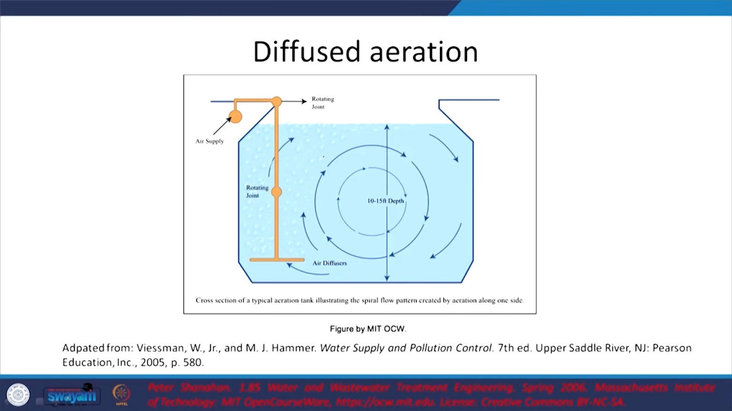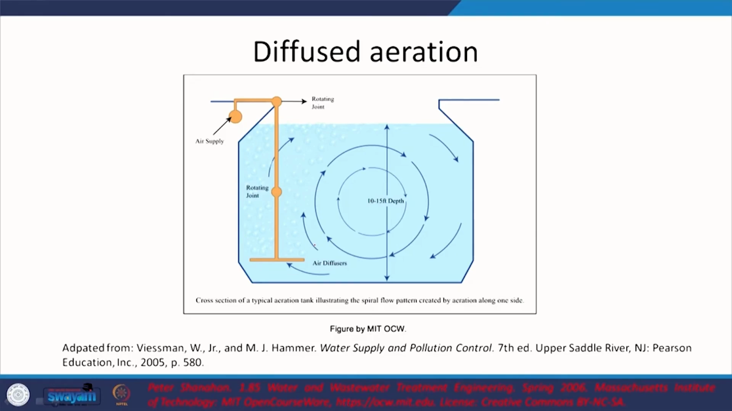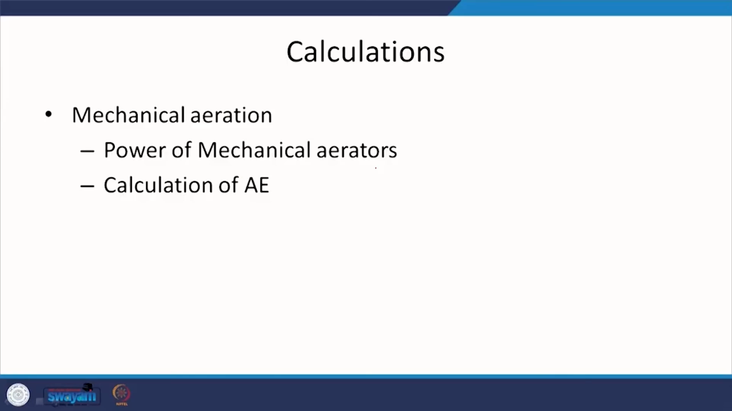So you have this spiral flow, at least if not along the flow direction, perpendicular to the flow direction, you want to have good mixing. So that's what you are going to achieve, and with that again you are going to have forward movement, let's see, right. So calculations, mechanical aeration, power of mechanical aerators, we know that. Again, actual efficiency with respect to standard efficiency, where we look at the power or the energy requirements. We also looked at the relevant formula.